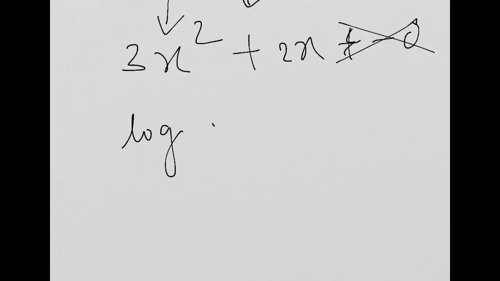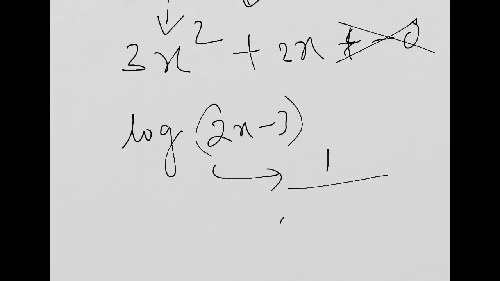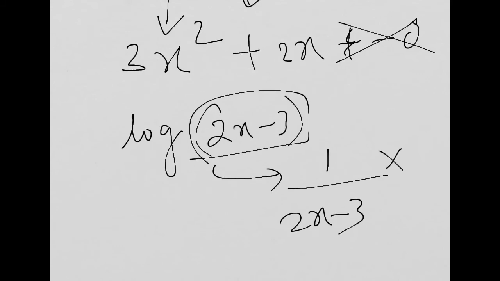Log of 2x minus 3, differentiate this. We know log something is 1 by something into, what is the something on differentiation? 2x on differentiation is 2. Hope you can understand.